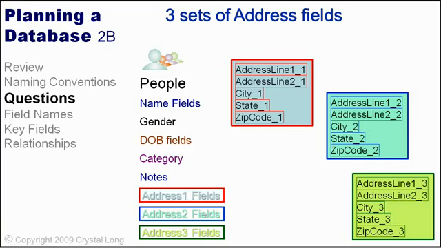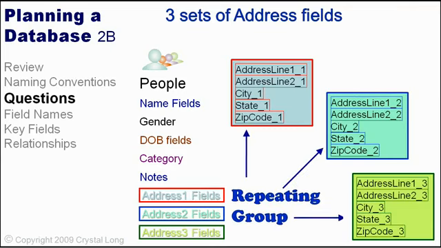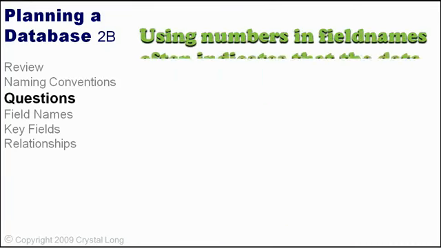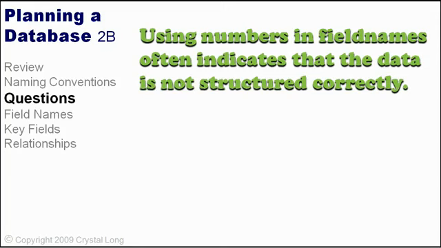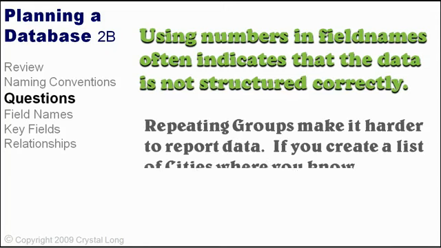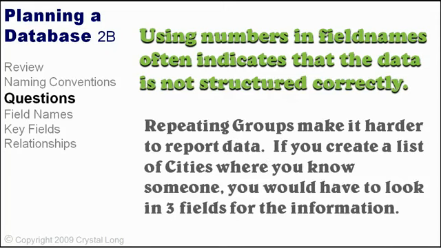And I would need three address sets to accommodate my nephew. This is called a repeating group, and is against the rules of normalization. Using numbers in field names often indicates that the data is not structured correctly. Repeating groups make it harder to report data.